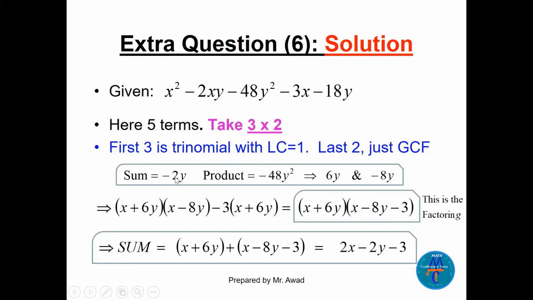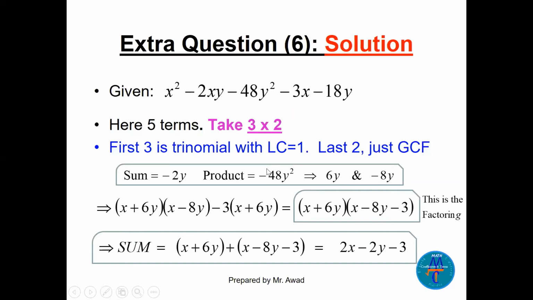So find 2 numbers here. This is the sum, this is the product. If you need the details, please go to lecture 11. So this is 6y and minus 8y. If you add them, you get minus 2y. If you multiply them, minus 48y squared. So I can write directly x plus 6y, x minus 8y. You see that? Now, in the last 2 here, there is a common minus 3.